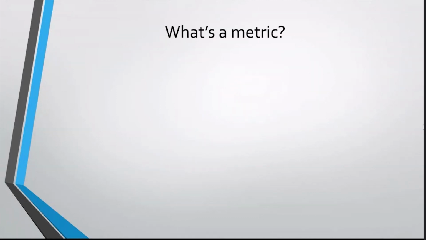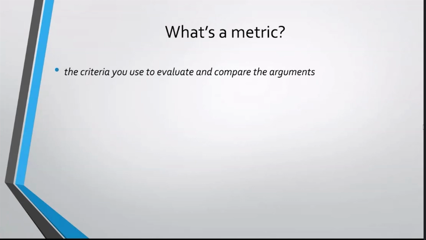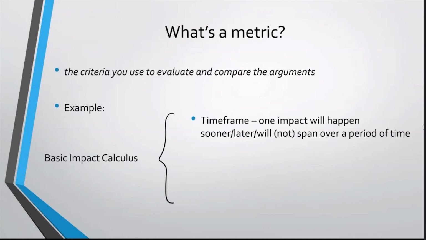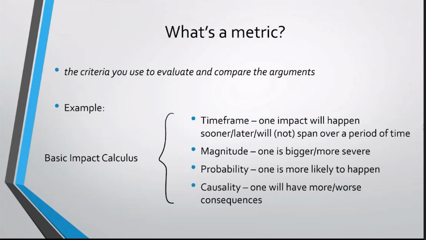Now, what is a metric, you may ask? A metric is the criteria you use to evaluate and compare arguments. For example, we've all heard of this one. This is basic impact calculus. Basic impact calculus is essentially a bunch of metrics that are used to calculate the impact, so essentially evaluate and compare the arguments. I would briefly remind you guys what that looked like.